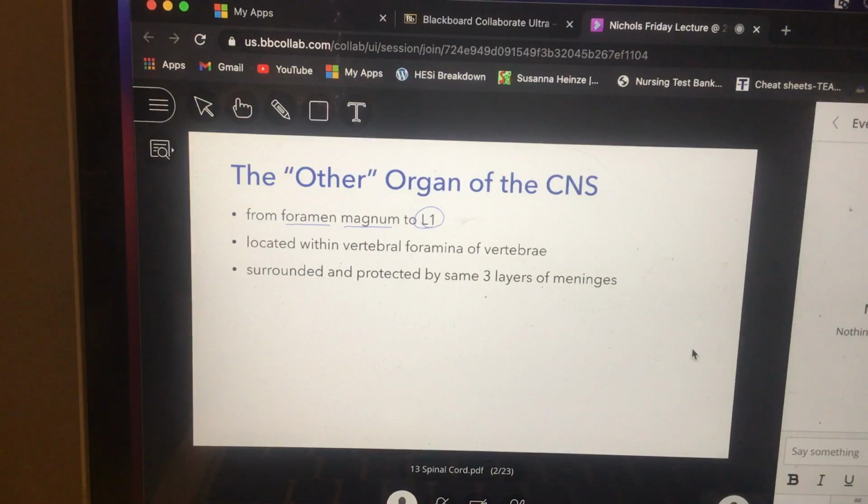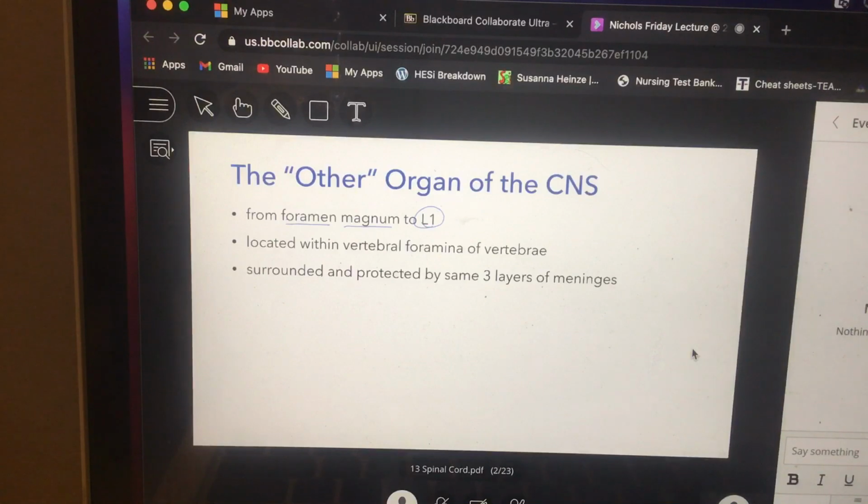And as we're going to see, that's kind of an interesting place for it to stop. It actually stops a lot higher up than a lot of people think it does. So the spinal cord doesn't go quite down as far, and that has some important implications, side effects for us clinically, that the spinal cord stops so high up.